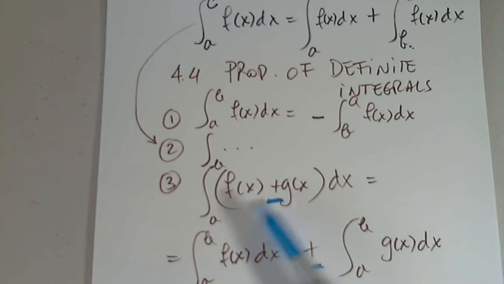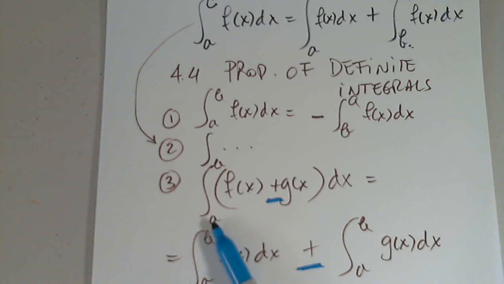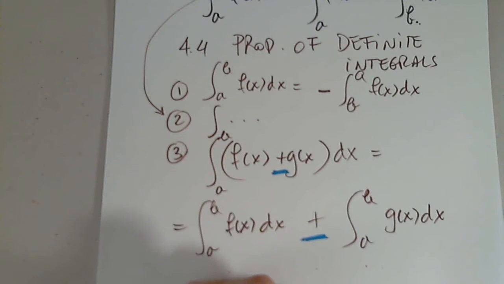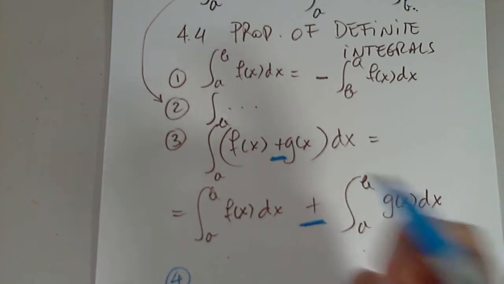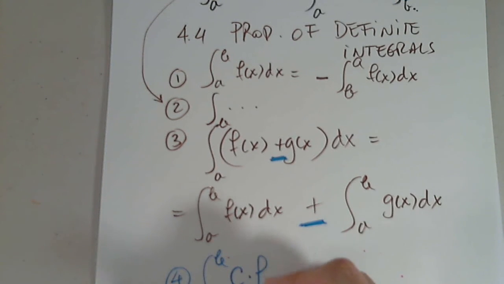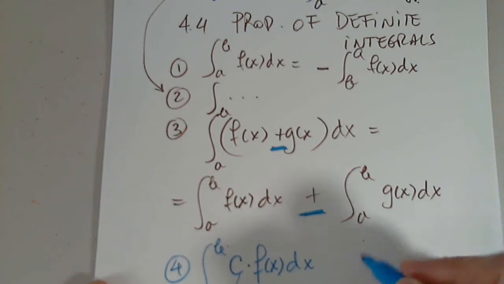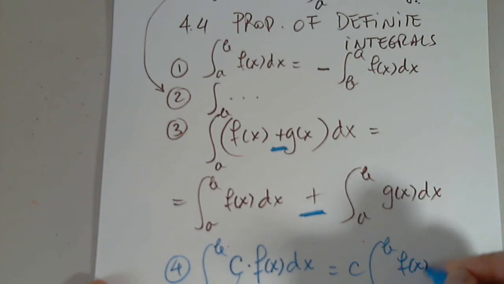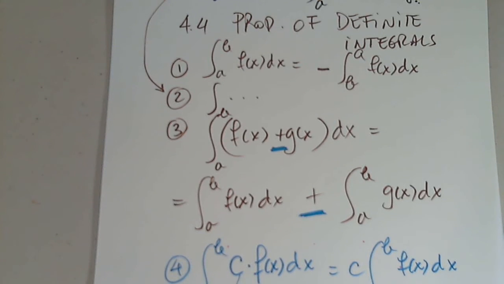So if I have f of x minus g of x, the integral from a to b of f of x minus g of x dx, I have the same thing but with minus. And here's another property. We already used it. The integral from a to b of a constant times f of x dx, the constant goes in front of the integral from a to b of f of x dx.